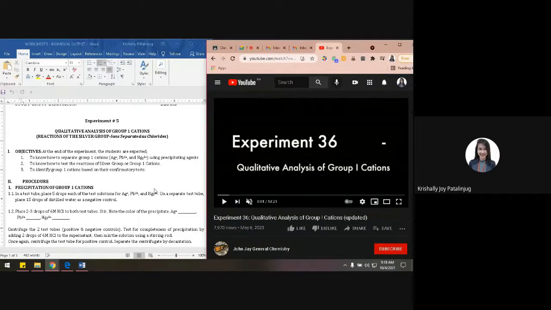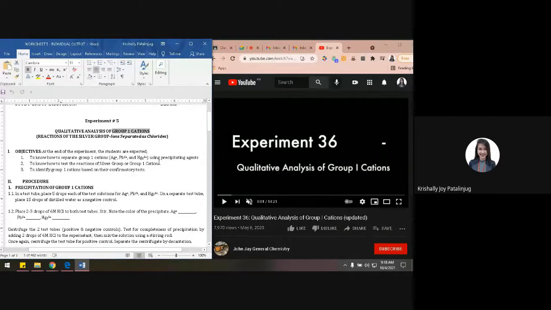Okay, so for this morning naman, we will have a new experiment. Okay, experiment 5, this is all about qualitative analysis of group 1 cations. Okay, pag group 1 cations, tatlong ions lang yun, di ba? Tatlong ions. And you know already what is the mnemonics. Okay, group 1 cations. So those ions that react with dilute hydrochloric acid.